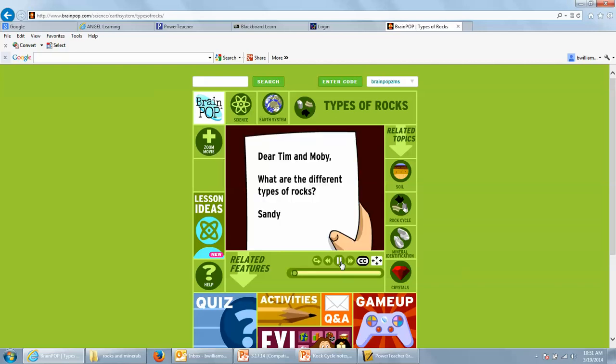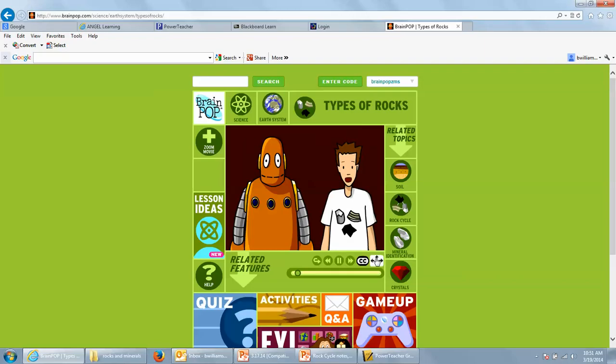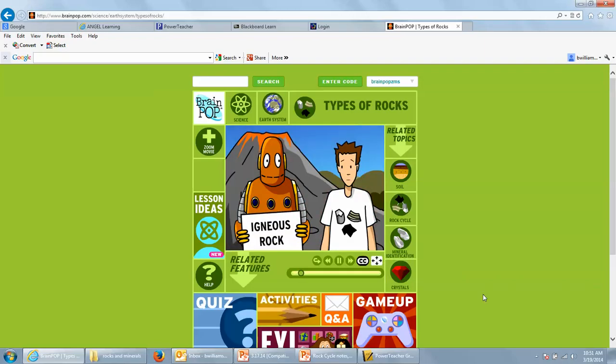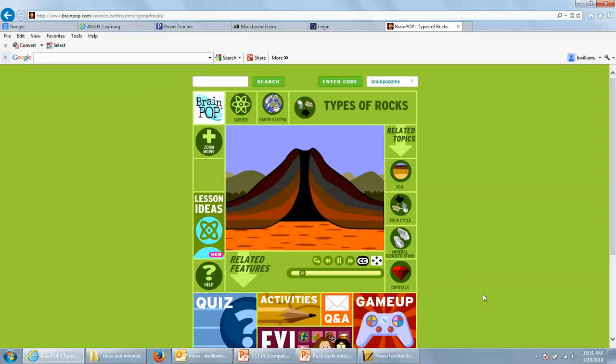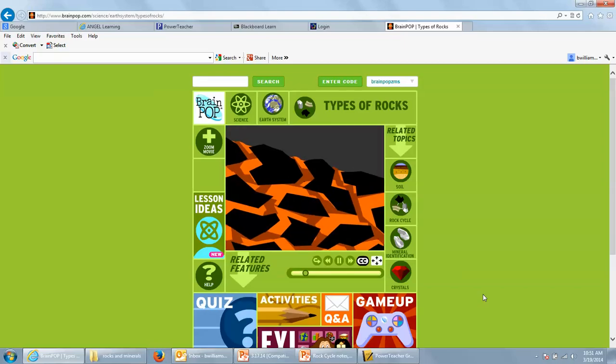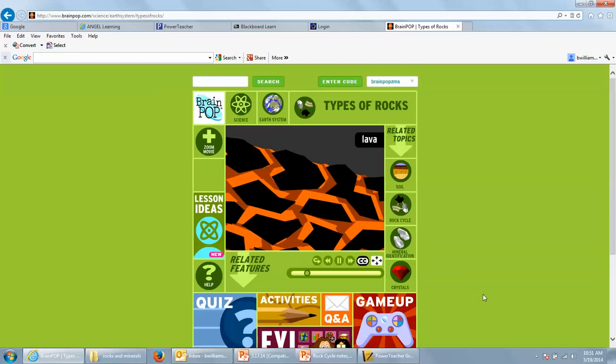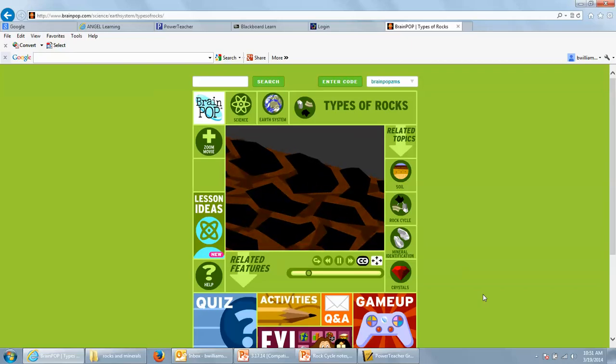Dear Tim and Moby, what are the different types of rocks? From Sandy. Rocks are split into three basic types: igneous, metamorphic, and sedimentary. Magma is molten material from deep inside the earth that comes to the surface through volcanoes. You may know it as lava. That's what it's called when it's above ground. Igneous rocks form when this molten material cools.